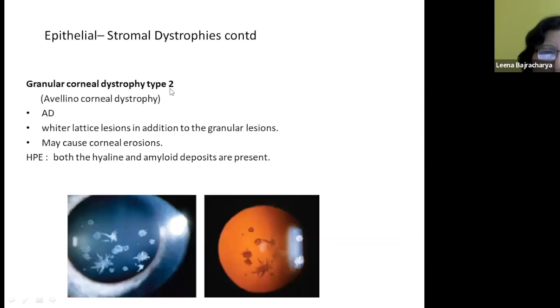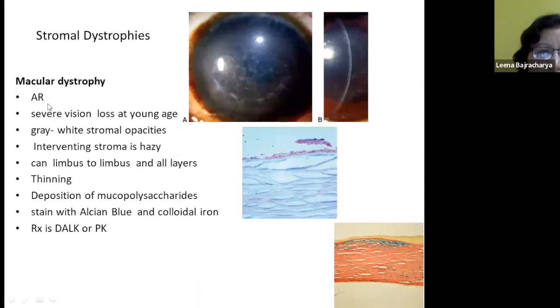Granular dystrophy type 2. Here between the granules there are spike-like deposits, and histochemically both hyaline and amyloid deposits are present. Macular dystrophy is autosomal recessive, which is the only autosomal recessive stromal dystrophy. Another autosomal recessive disorder is gelatinous drop-like dystrophy. And you can see in this picture the stromal opacities. Here the intervening stroma is also hazy.